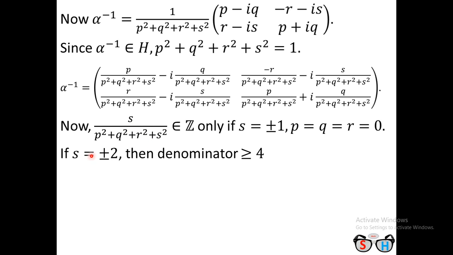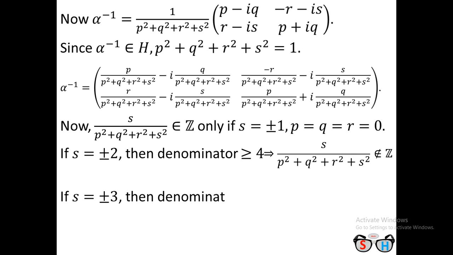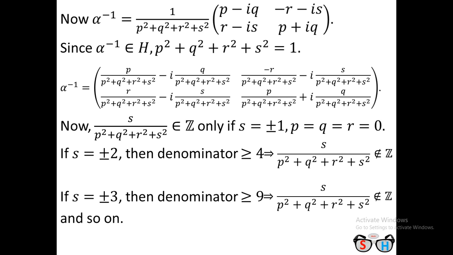However, if you take s equal to minus 2, the result will be the same, this will be a fraction, that is a negative fraction. So if s equals plus or minus 2, this will not be an integer. Similarly, if you take a equal to plus 3 or minus 3, then the denominator must be greater than or equal to 9. In that case also the expression is not in Z. Similarly, if you take any other values of s, then this will not be an integer.